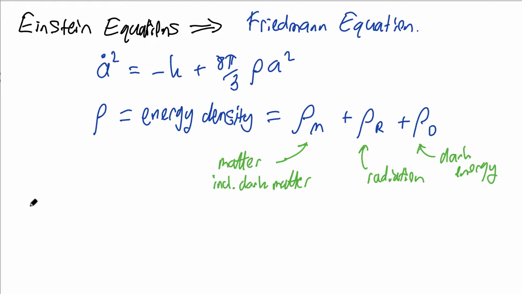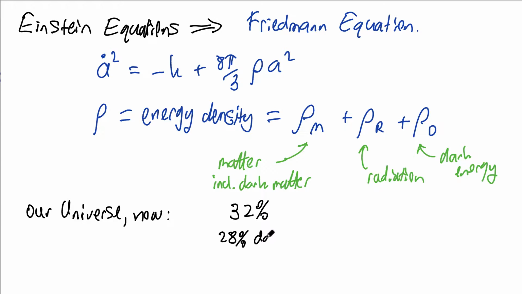Now currently in our universe, the matter component comprises about 32% of the total energy density, and of the 32%, 28% of it is dark matter. So only about 4% is baryons, atoms, and so forth. Very small percentage is radiation, maybe 1/100th of a percent, and the remainder, 68% roughly, is dark energy. So these are the percentages now, but if we go back in time, the percentages were different.